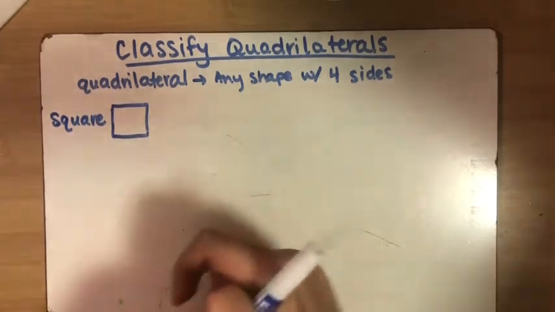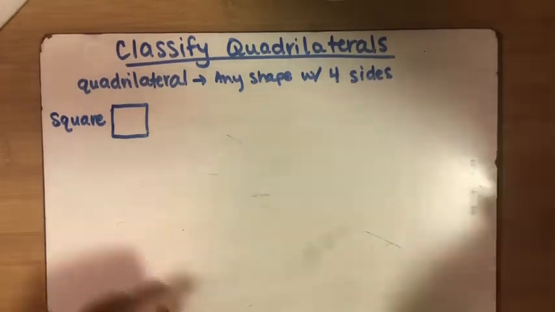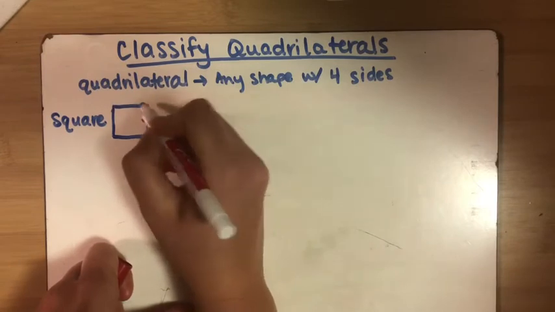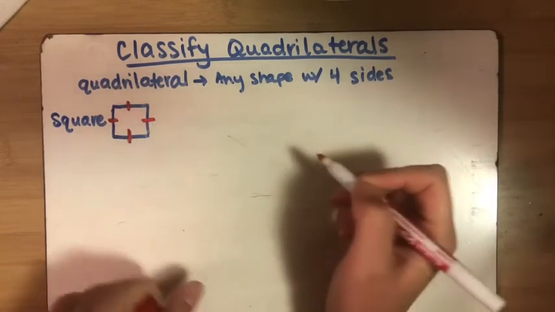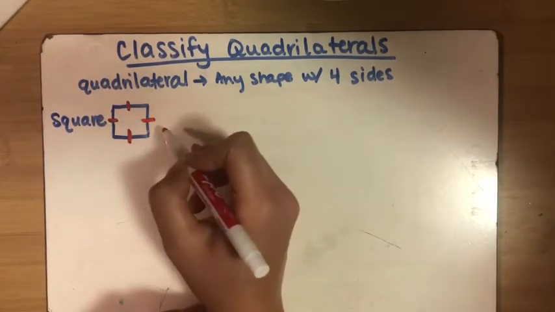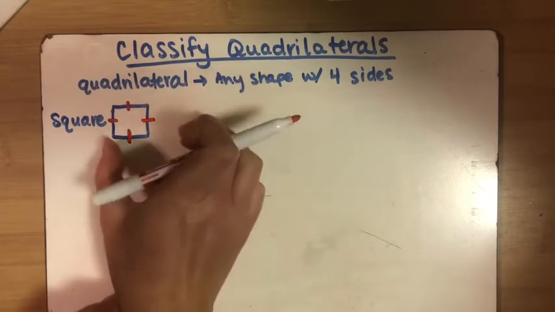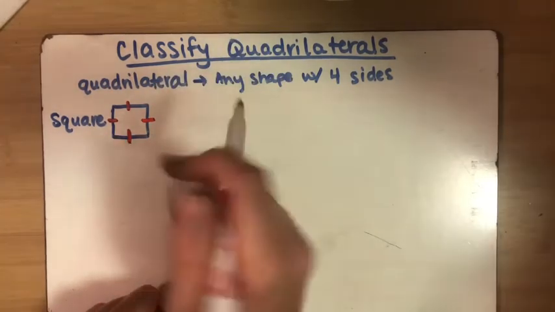So a square, we've all seen, you've probably learned it in kindergarten. A square has all equal sides, obviously 4 sides. All of them are equal, and it has 2 sets of parallel lines.